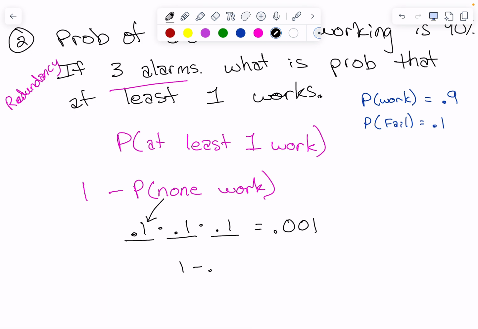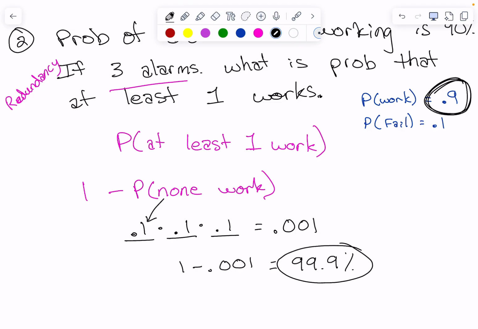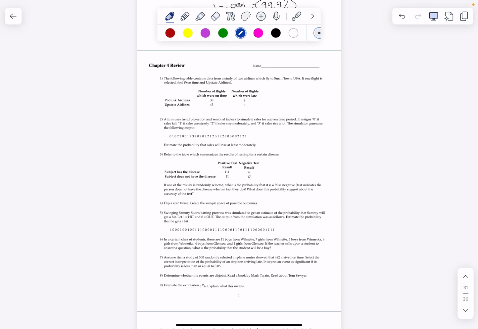And I do 1 minus 0.001. So now I go from 90% chance of being woken up to, if I have 3 of them, 99.9% chance of being woken up. Is that what 1 minus 0.001 is? 0.999 or 99.9%, right? Does that make sense? Okay, so redundancy really helps out because it increases my chances, right? But every single time they say at least 1, you're going to do the probability of none, right? None working. What's the chances that none of them work? Set up the 3. Figure out what that is, right? Make sense?